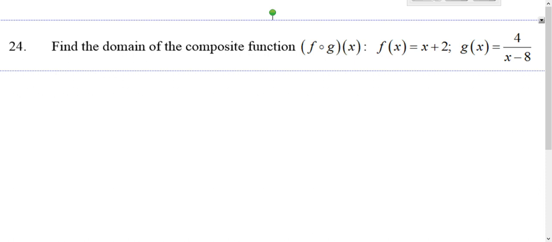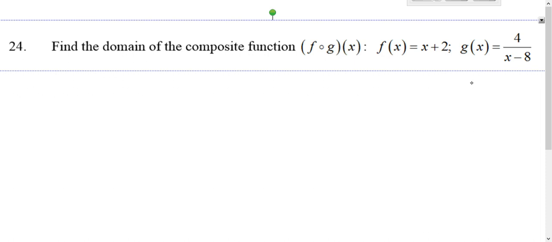When you're finding the domain of a composite function, f of g, it's got to be the domain of g that also works in f. It has to work all the way through. So it starts with g, because that's where the function starts. So you look at the domain of g.